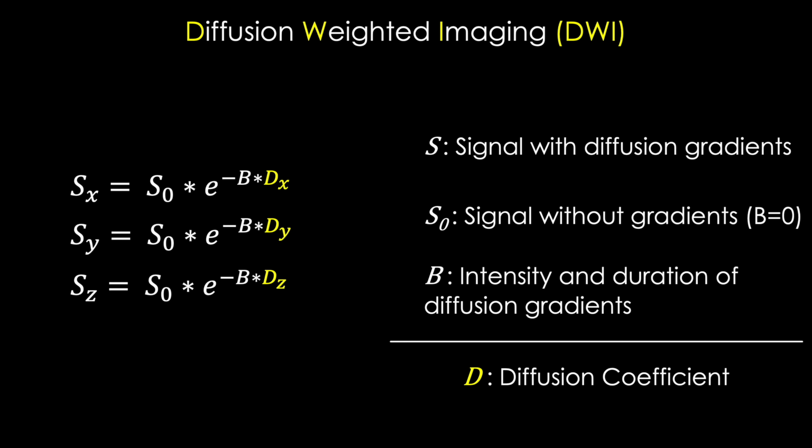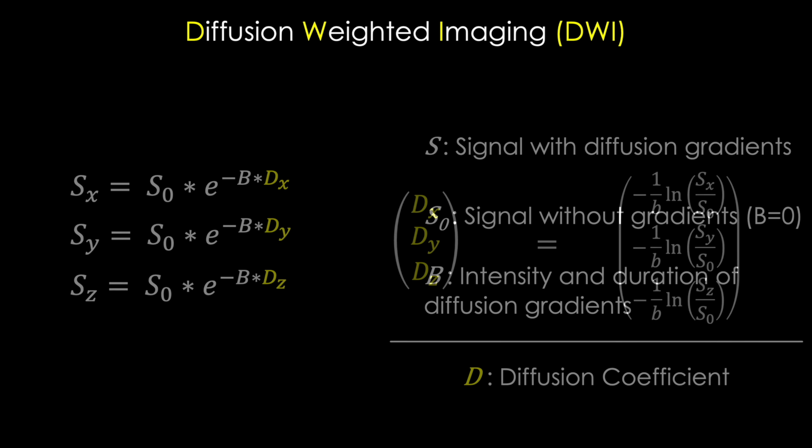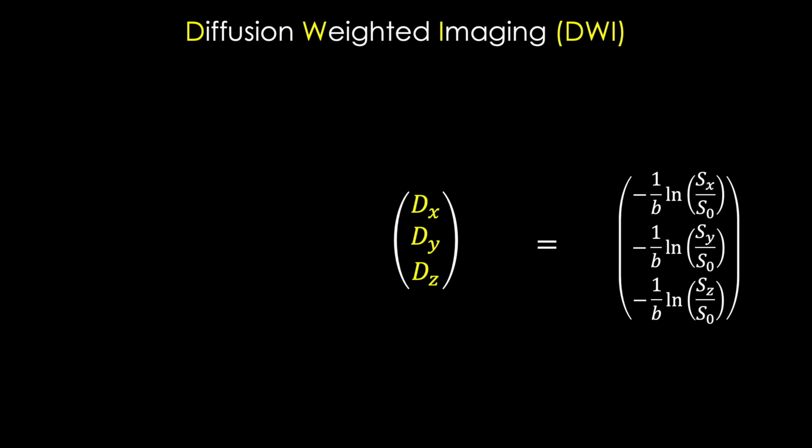The signal of our image is equal to the signal of the baseline image without diffusion gradients applied, our so-called B0 image, times the exponential of the negative b value times our diffusion coefficient in that direction. If we do a little arithmetic and put this in a matrix form, we get this. Now, for those of you that aren't familiar with matrix math, the way you read this is to go along the rows. So diffusion in our x direction equals -1 over b times the natural log of the signal generated with our x gradient divided by our baseline signal.